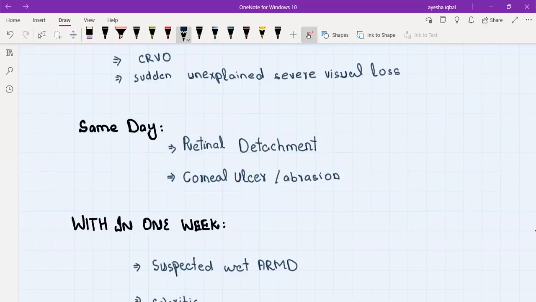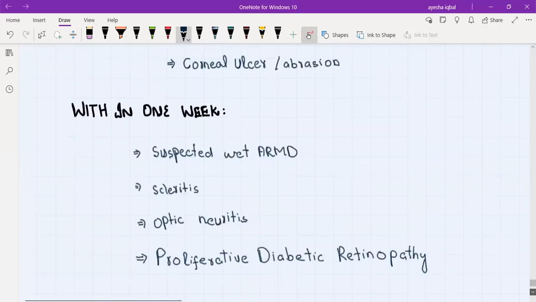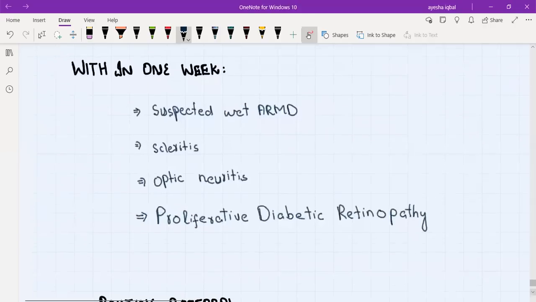Okay. Then within 1 week, so within 1 week is urgent referral. The conditions that require urgent referral are suspected wet ARMD. As we all know, age-related macular degeneration can be of the dry type or the wet type. The dry type is basically routine referral, whereas the wet type requires urgent referral. Scleritis needs urgent referral within 1 week. Optic neuritis needs 1 week referral. Similarly, proliferative diabetic retinopathy needs referral within 1 week, which is basically urgent referral for the purpose of pan-retinal photocoagulation.